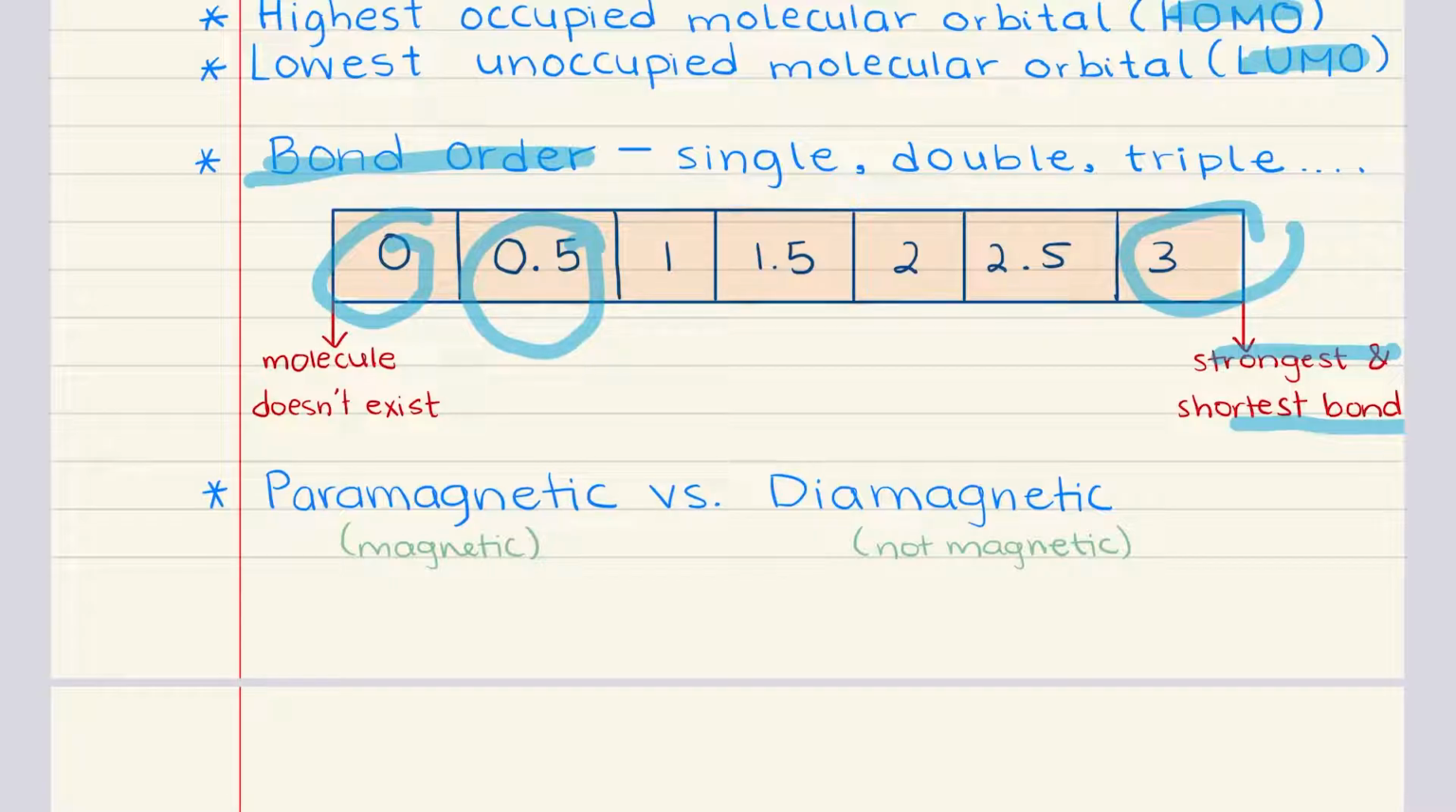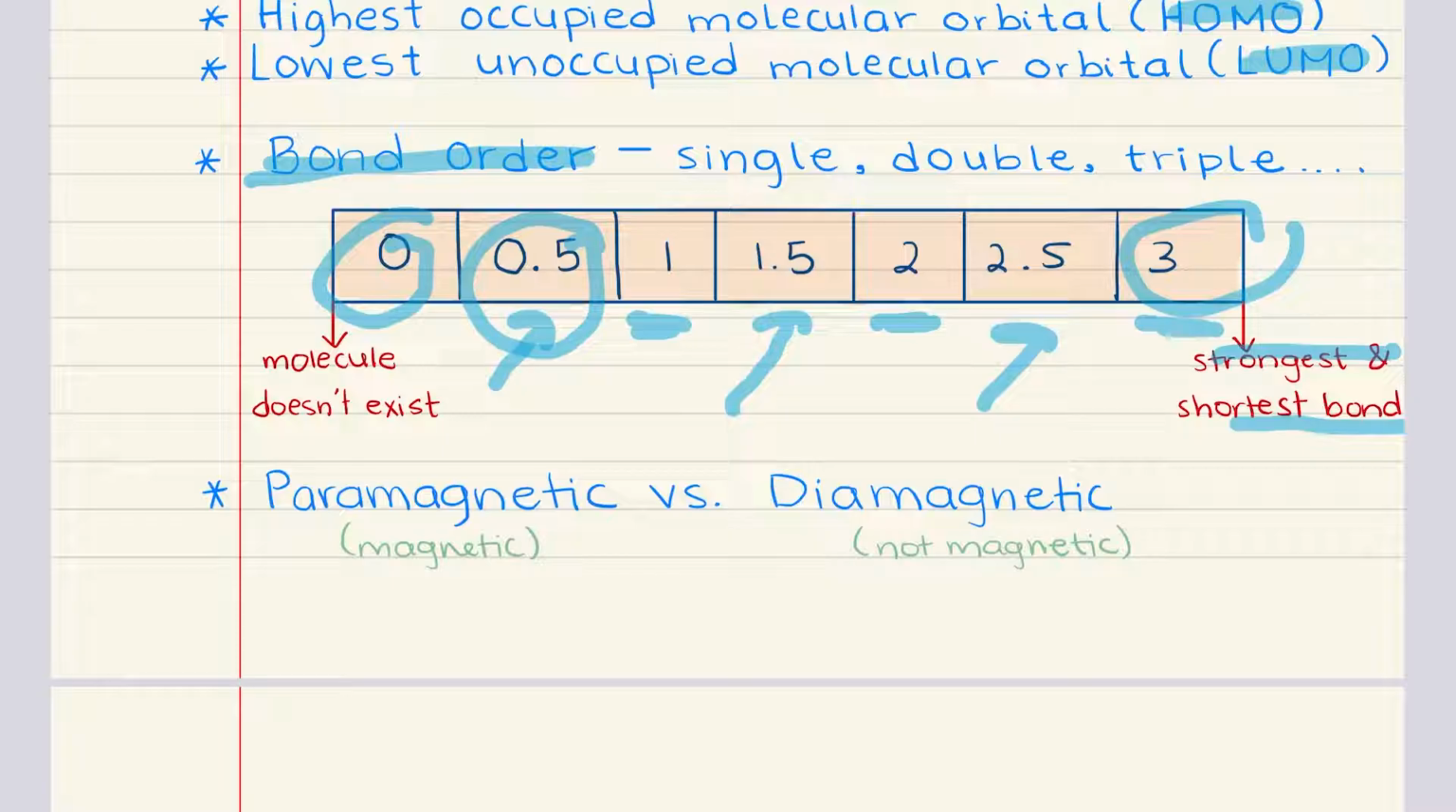Now, when the bond order is equal to 1, this corresponds to a single bond. A bond order of 2 corresponds to a double bond, and a bond order of 3 corresponds to a triple bond. However, in molecular orbital theory, we can also have fractional bond orders like 0.5, 1.5, or 2.5, and this happens when there is partial bonding due to electron delocalization.